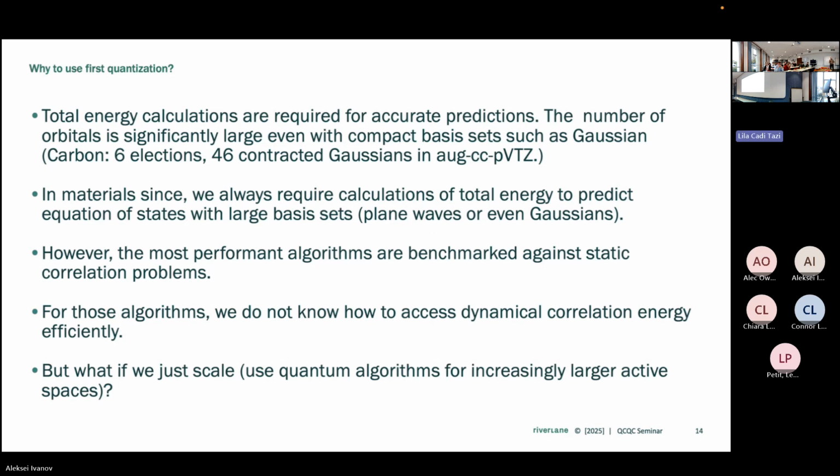Right, I think this is what I basically was saying. The majority of quantum algorithms that we develop benchmark against this first problem, the static correlation problem. But the problem is that if you do this step, then we don't know how to access dynamical correlations on a quantum computer. We know how to do this classically, but we don't know how to do this on quantum. One way to solve this problem is, of course, to just scale our algorithms, increase the size of your active space, include more and more orbitals, and then reach the convergence limit. And in this case, it's not obvious that first or second quantization will be the most appropriate way to deal with this problem.